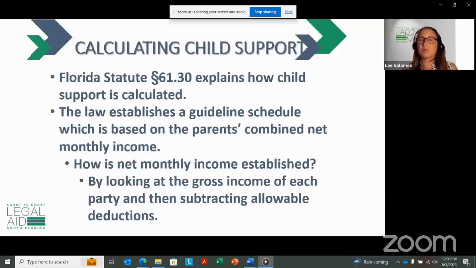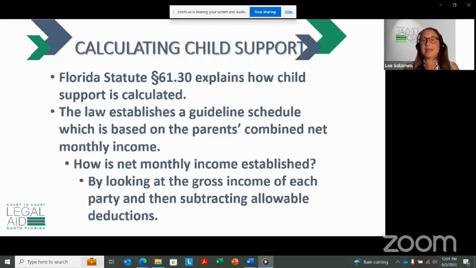Florida Statute Section 61.30 explains exactly how child support is calculated. If you look at the statute, you'll see there's a guideline schedule, which is based on both parents' combined net monthly income. So in order to even find the correct amount of support that's required for the child, you have to make a determination of what the net monthly income is for the parties. And how do we do that? We do that by looking at the gross income of each party and then subtracting from that allowable deductions.